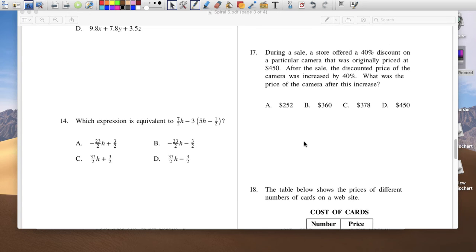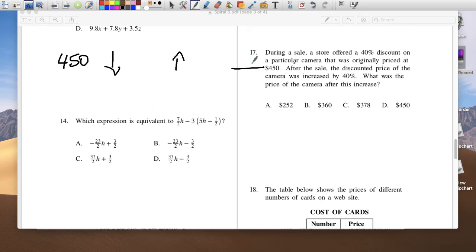Let's do 17. During a sale, a store offered 40% discount on a particular camera that was originally priced $450. After the sale, the discount price of the camera was increased by 40%. So here is your camera. The price went down because it had a discount, and then it went up. So what's the final price here?